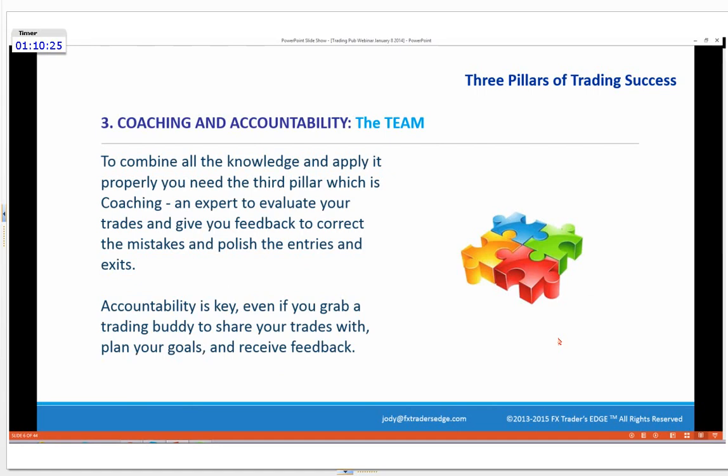Finally, coaching and accountability. To combine all the knowledge and apply it properly, this is the third pillar. Coaching is an expert to evaluate your trades and give you feedback, or a mentor. And we have a trading room, so we have mentors in the room giving feedback all day long through the Skype box, actually. And accountability is key.